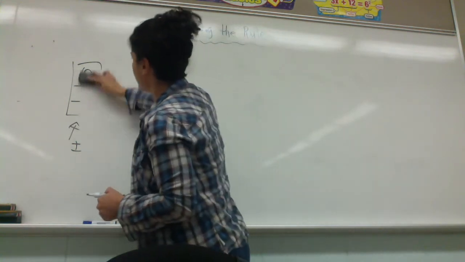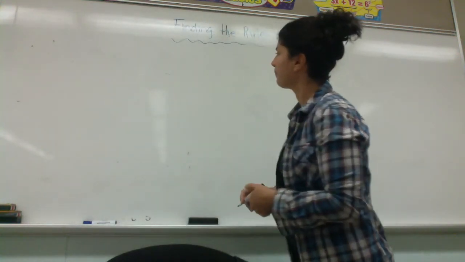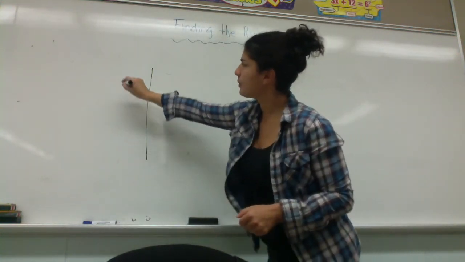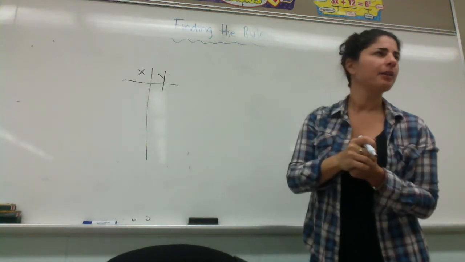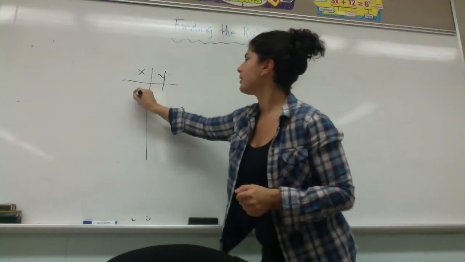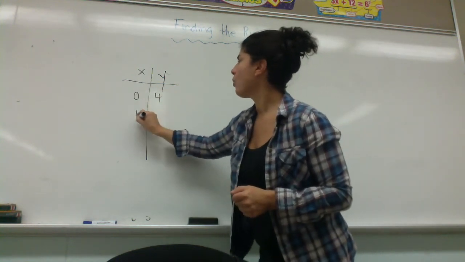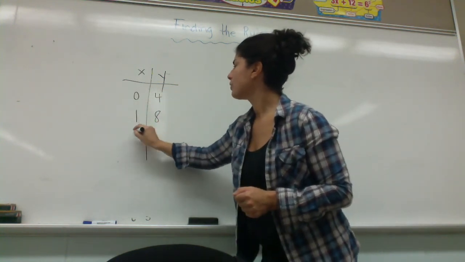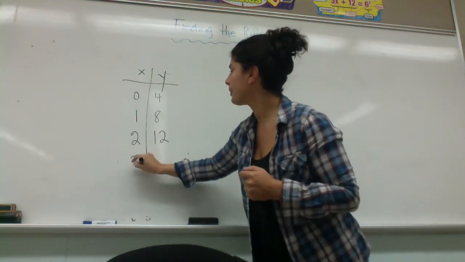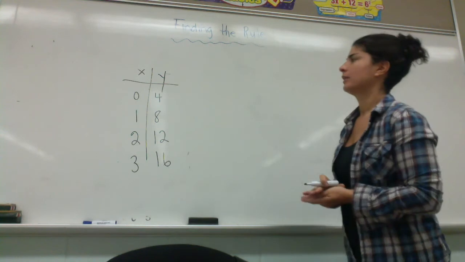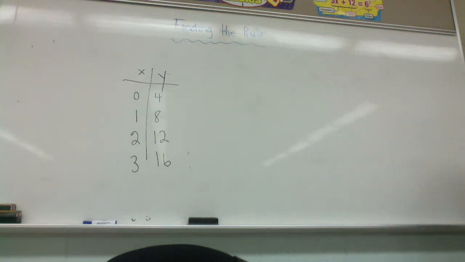How about if I give you this table of values? Check it out. Here's my table of values. And I say, are you ready? 0 is at 4, 1 is at 8, 2 is at 12, and 3 is at 16. Can you tell me what my common difference is here?